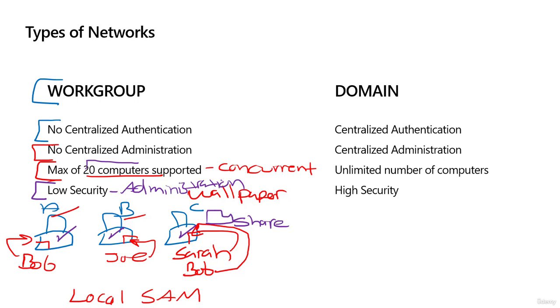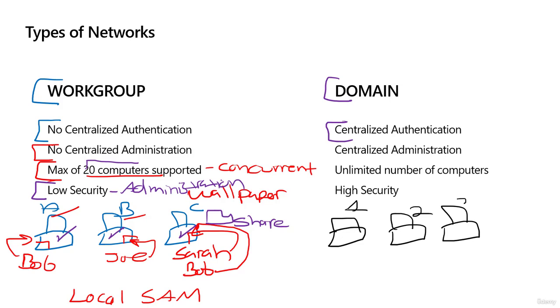The other topological network is a domain. This will be our primary focus in this course. A domain has centralized authentication. Now, in this picture we have here, in a domain-based environment, I'm going to have my clients. So this time I'm just going to call them 1, 2, and 3. So I have my 3 computers, but now we have a server operating system. So we'll say this is our Server 2022.